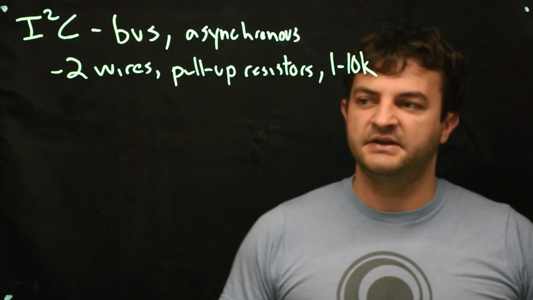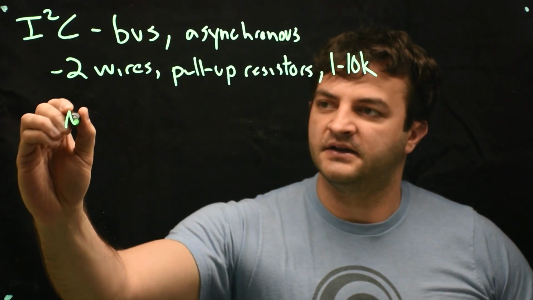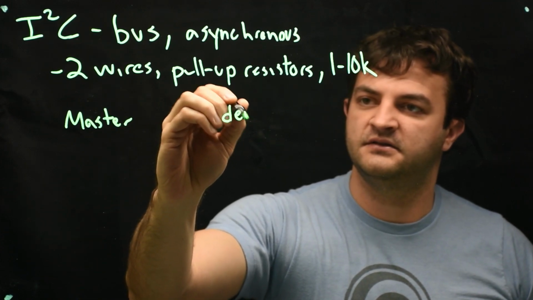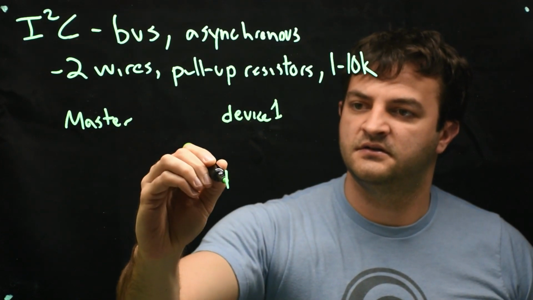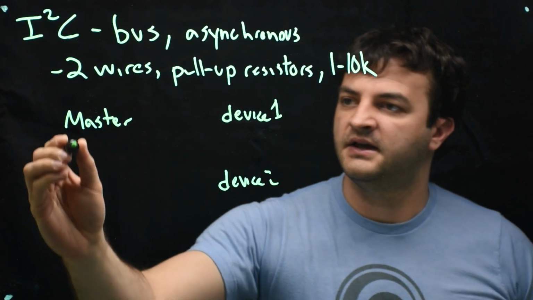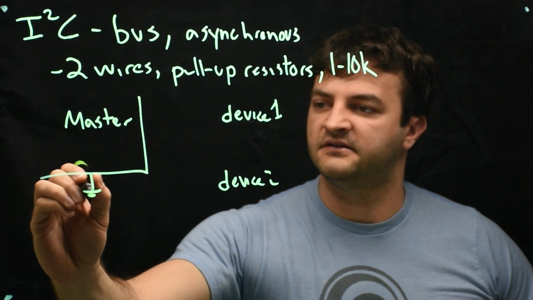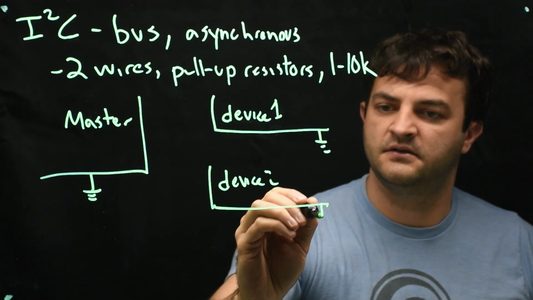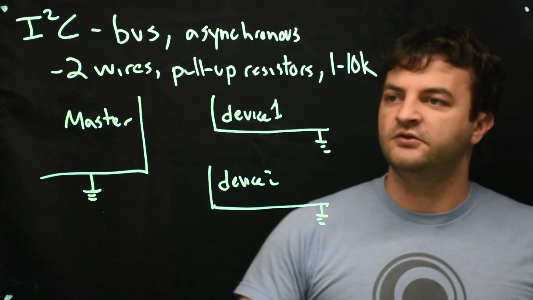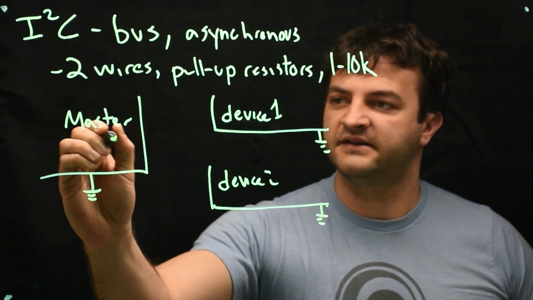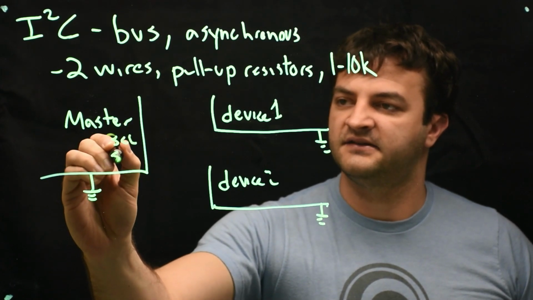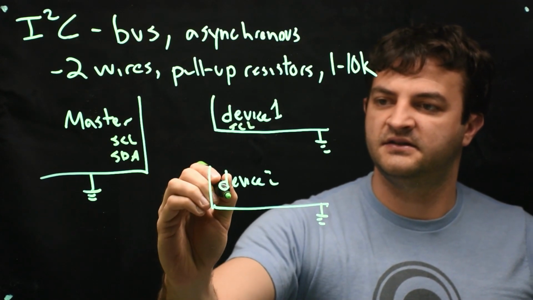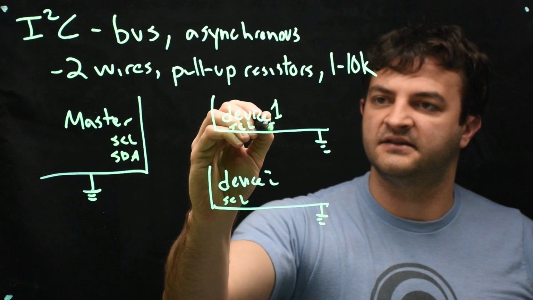So I2C is a bus, meaning that we can have, in the simple version, one master talking to several devices. And all I really need is common ground. The two wires are a clock called SCL and data SDA. So SCL goes to SCL and SDA goes to SDA.